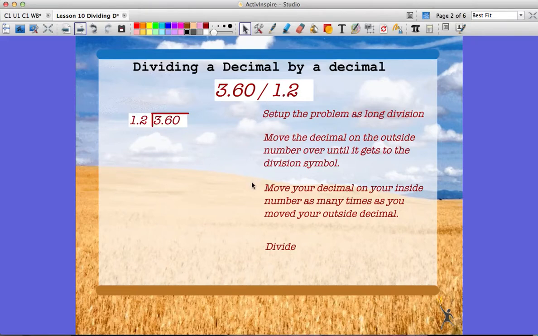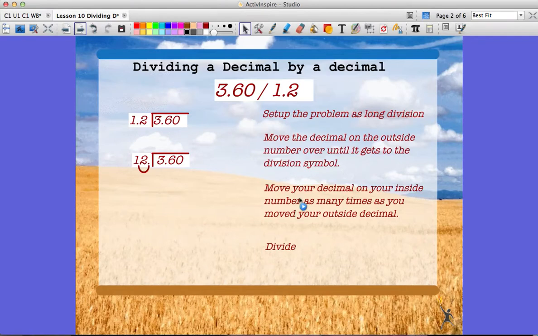Now before we can do any dividing, because we do have these decimals here, we need to move the decimal on the outside over until it hits the division symbol. Like we said before, the first number gets inside the door first, the second number is still waiting outside. So it's kind of like this decimal wants to get to the door and knock on it so he can be let in. All right, so we move that. We moved it once on this outside number.